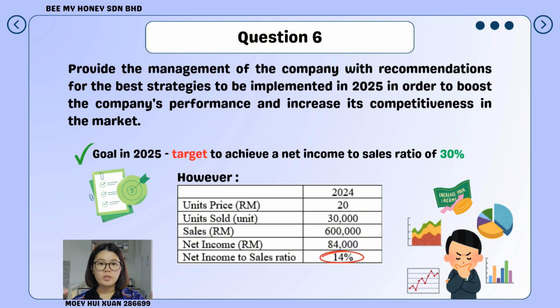Next, for question 6, the question is asking about the recommendations to implement in 2025 to boost the company performance and increase competitiveness in the market. The goal of the company in 2025 is to achieve a net income to sales ratio of 30%. However, for the current year 2024, the net income to sales ratio achieved is only 14%. Therefore, there are some recommendations for the company to improve it.